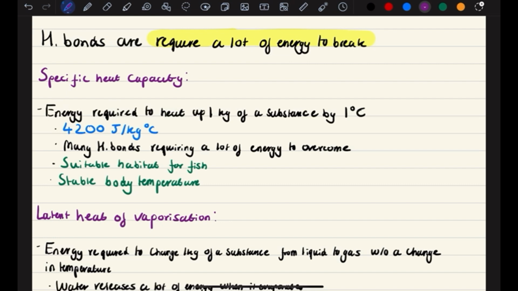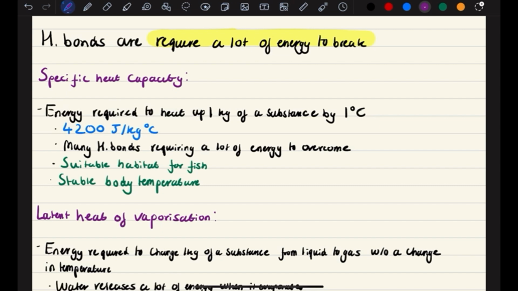So, first one that we're going to talk about is the specific heat capacity. Now, if we go back to GCSE physics, we're going to define specific heat capacity as the energy required to heat up 1 kilogram of a substance by 1 degree Celsius. And for water, that tends to be about 4.2 thousand joules per kilogram per degree Celsius. Like we just said before, there's a lot of hydrogen bonds that require a lot of energy to break in your water molecules. So that's going to make water a really suitable habitat for fish because obviously the temperature of the water isn't going to change too much.